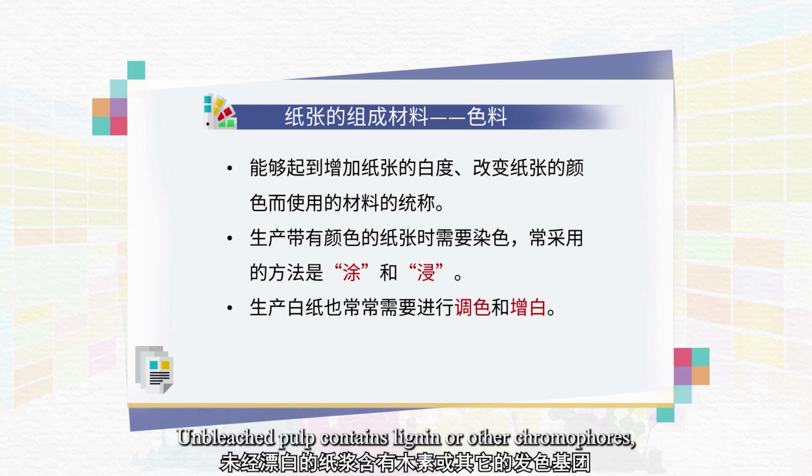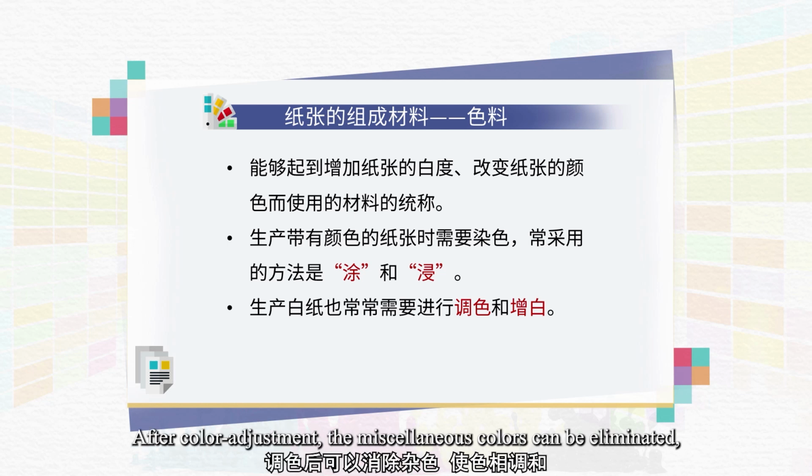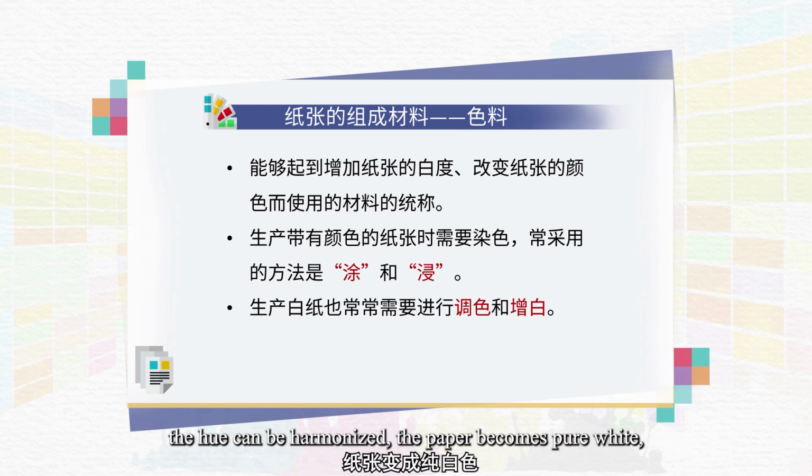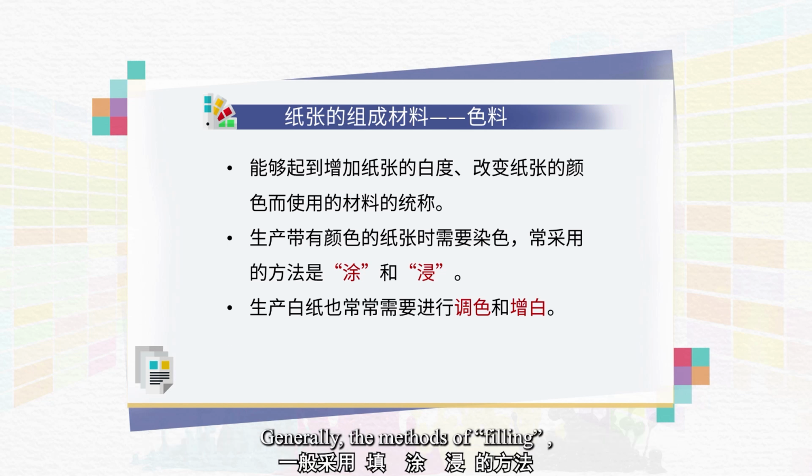Unbleached pulp contains lignin or other chromophores, showing a dull light yellow, light green, or gray-white color. After color adjustment, the miscellaneous colors can be eliminated, the hue can be harmonized, the paper becomes pure white, and the color of the same batch of products can be kept consistent. Generally, the methods of filling, coating, and dipping are used.